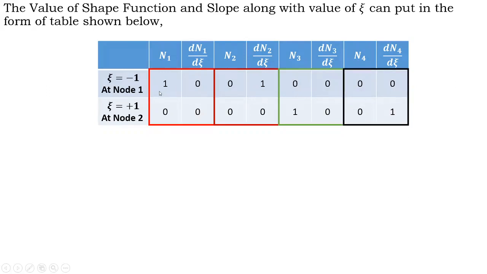So this is a table which is utilized to get the shape functions by substituting the boundary conditions.